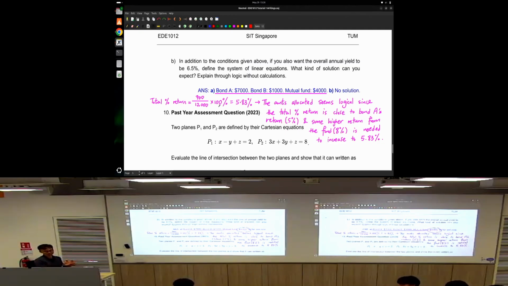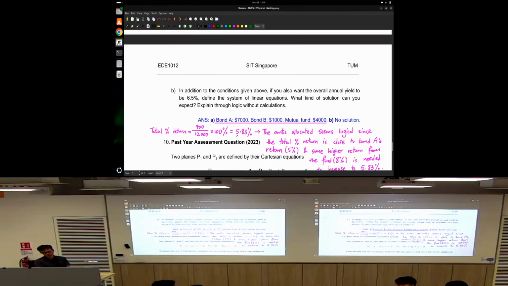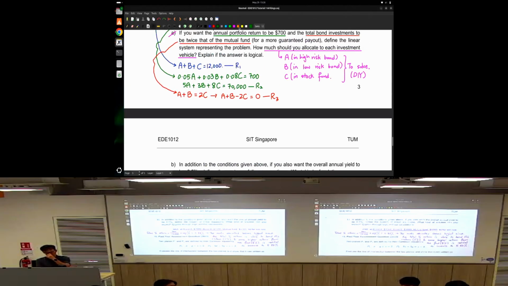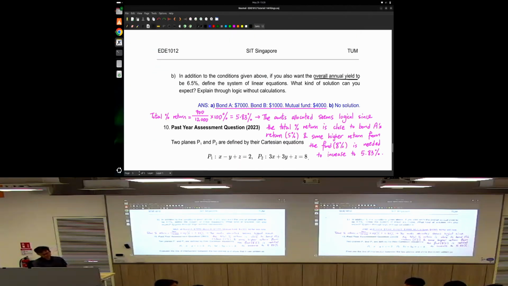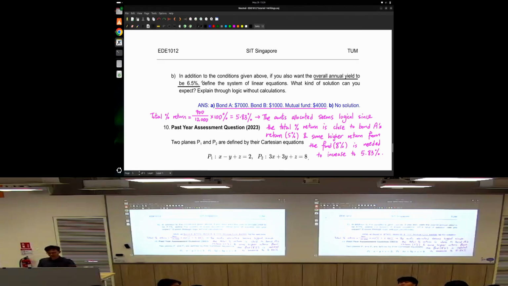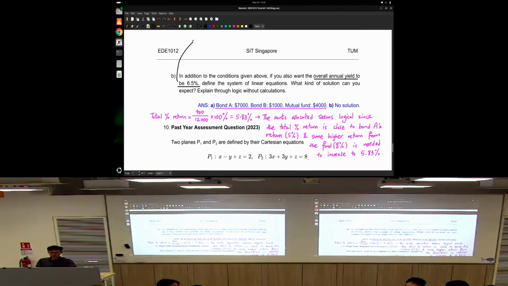Okay, so let's look at part B, which also requires a modification to your system. In addition to the conditions above, if you also want the overall annual yield to be 6.5%, define the system of linear equations. What kind of solution can you expect? Inadvertently, I have also explained part B already. Because if you want one more constraint, an overall annual yield of 6.5%, then obviously you need one more equation, correct?